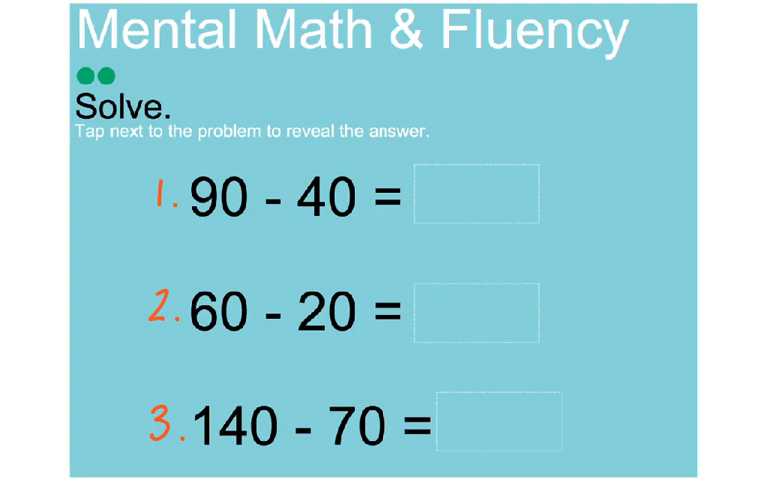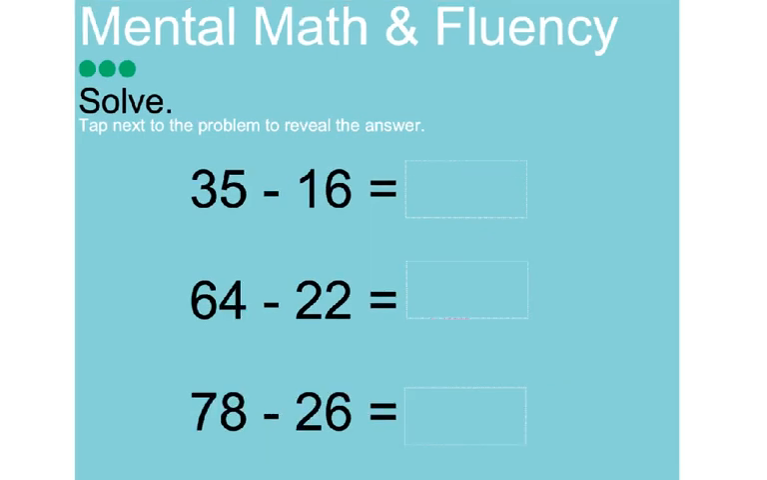90 minus 40 is 50. Or just think about, what is 9 minus 4? 5. 60 minus 20 is 40. And 140 minus 70 is 70. Go ahead and erase that.